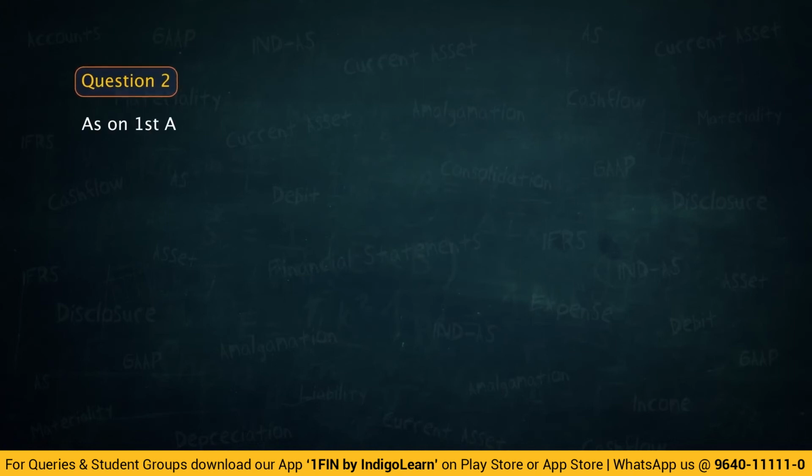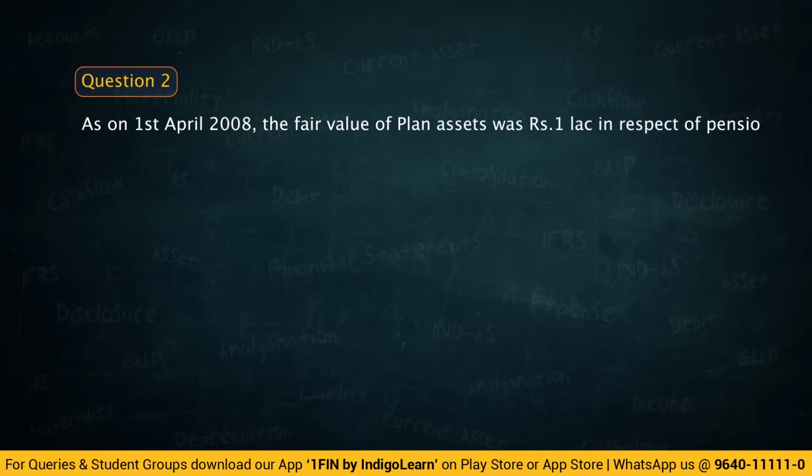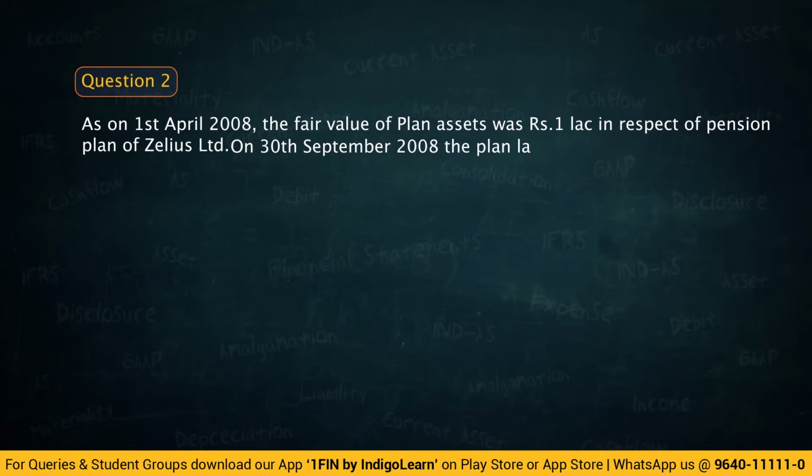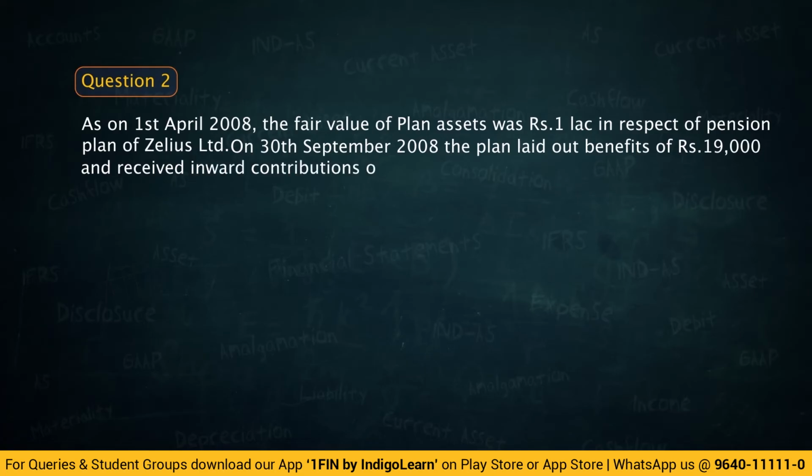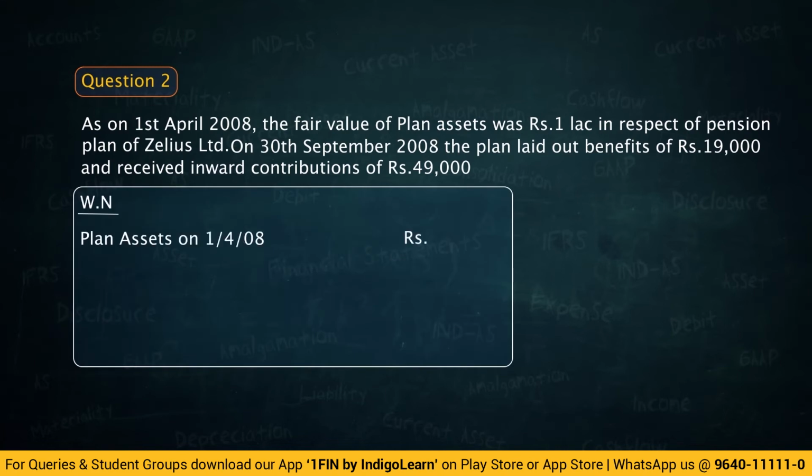As on 1st April 2008, the fair value of plan assets was rupees 1 lakh in respect of pension plan of Zelius Limited. On 30th September 2008, the plan paid out benefits of 19,000 and received inward contributions of 49,000. What do we mean by this? First, let's just stop here and understand. Opening balance of fair value of plan assets 1 lakh. So our plan assets were 1 lakh opening balance.